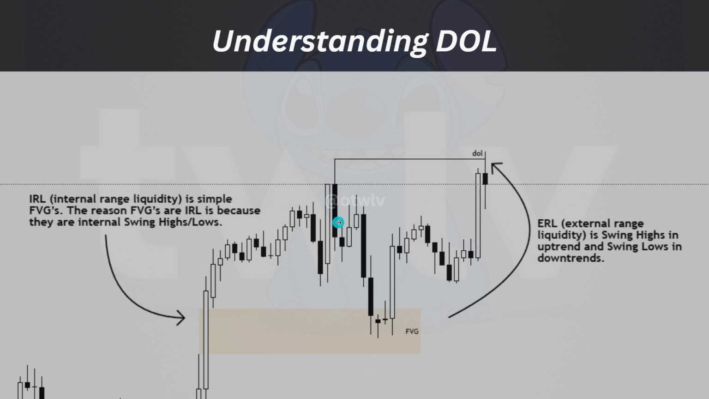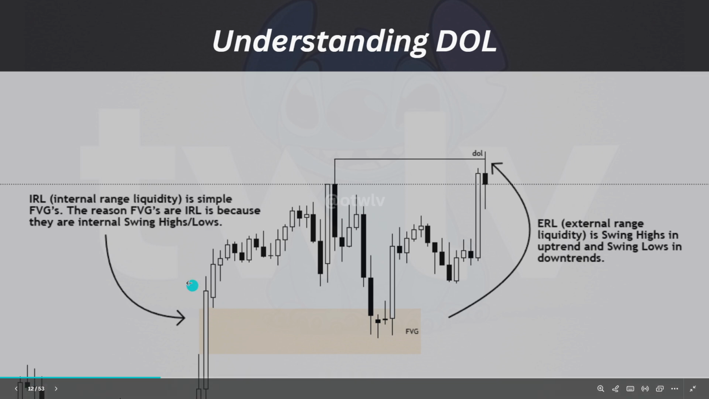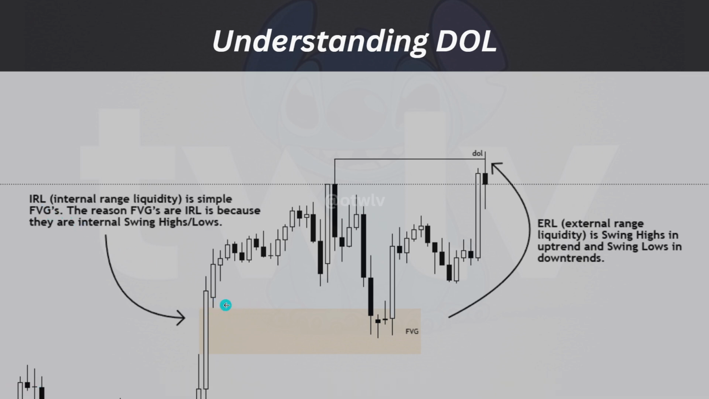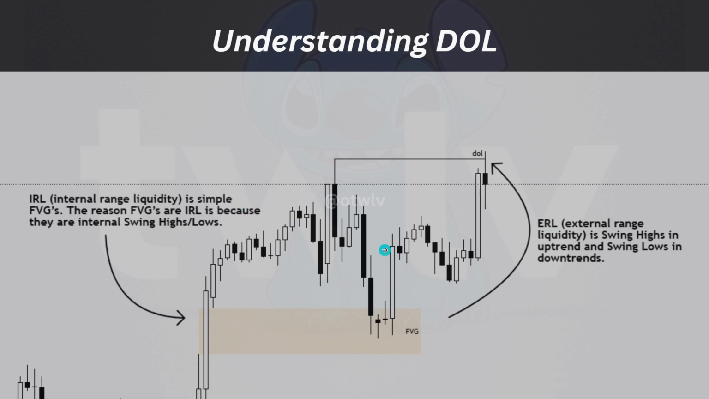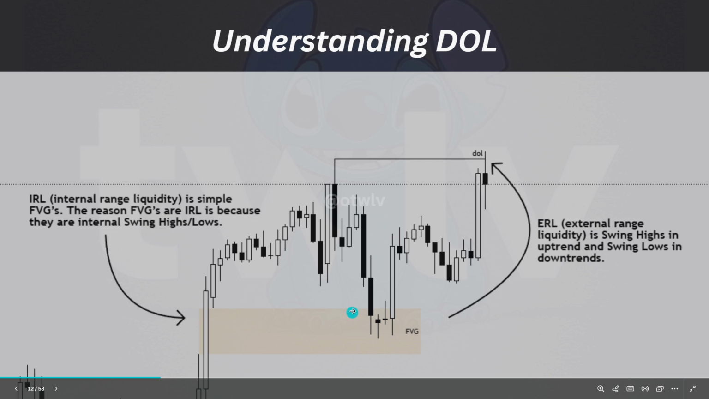Okay, so right here we have a fair value gap. Remember we said that fair value gaps are internal range liquidity, okay? So even though the drawn liquidity is this external, because in an uptrend, the swing high is the draw, but in a downtrend, then it'd be the swing low, which I'll show you that example here in a second for a bearish. But price goes from creating a swing high to then creating the swing low, the higher low. So this is going to be a draw on liquidity.